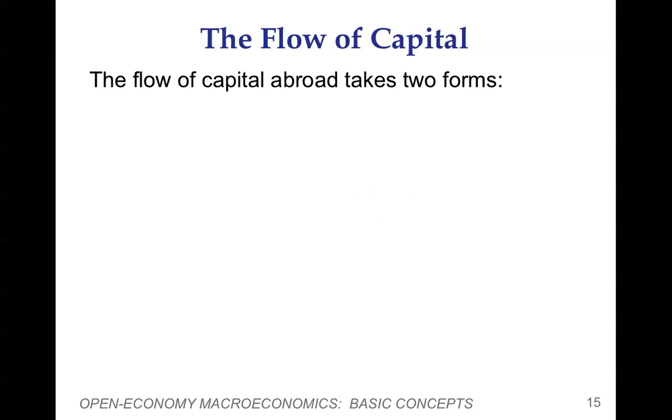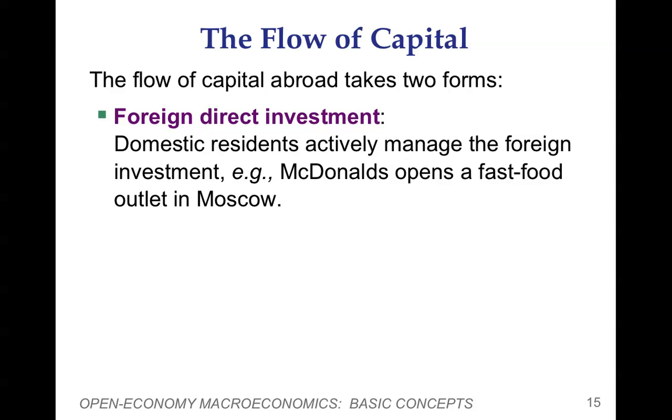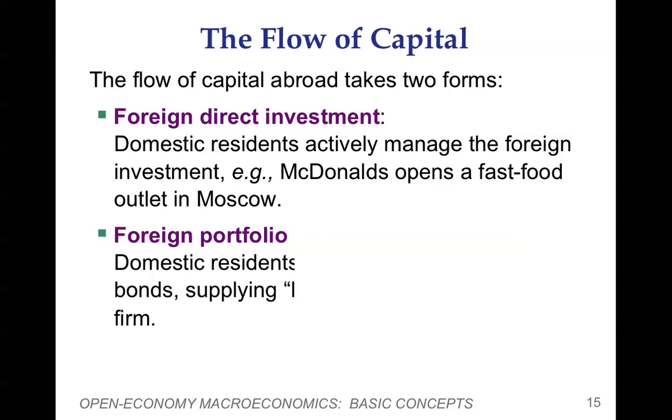Now, the flow of capital abroad takes two forms: foreign direct investment, where domestic residents actively manage the foreign investment. So somebody literally buys a McDonald's, or McDonald's opens a fast food outlet in Moscow. So a U.S. company is running something in the foreign country.